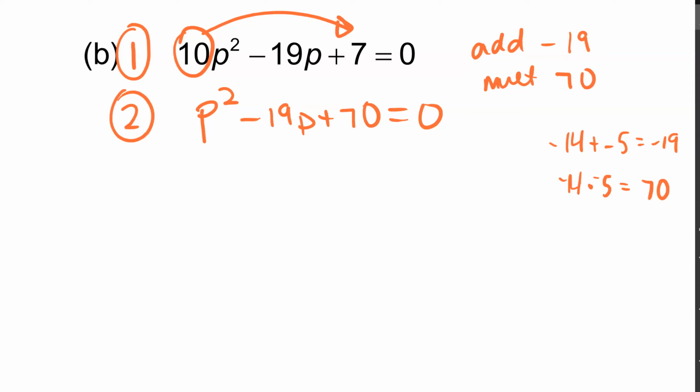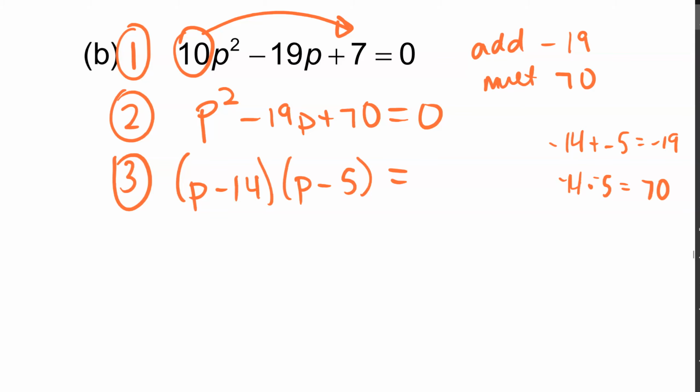Look at that little cheeky. That's why Common Core math makes so much sense to me, because it's the way I think. It's literally the way I think about math. Okay, negative times negative is positive. Rad. Let's go ahead and rewrite this in binomial form. P minus 14 and P minus 5 equals 0.